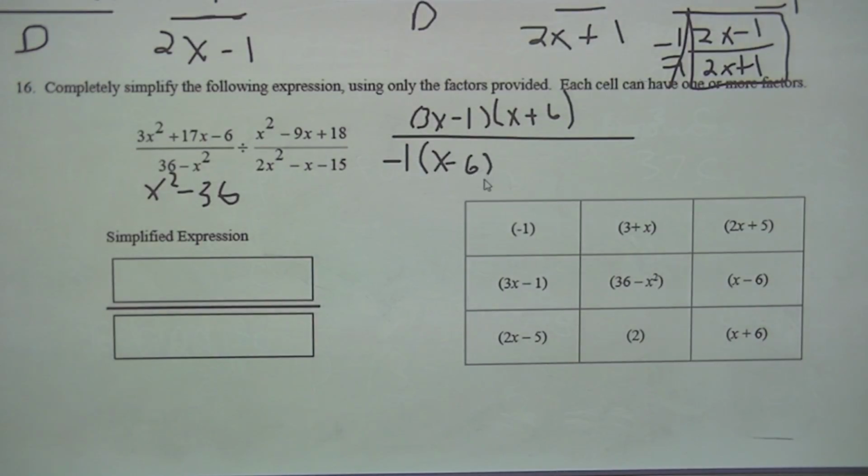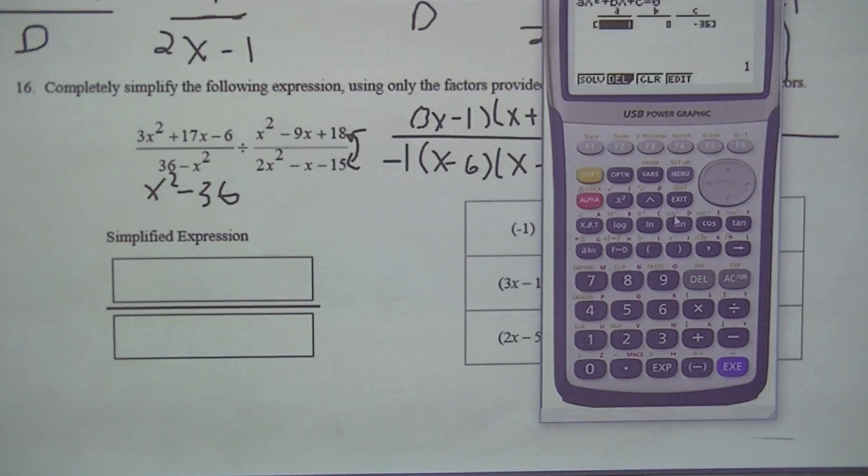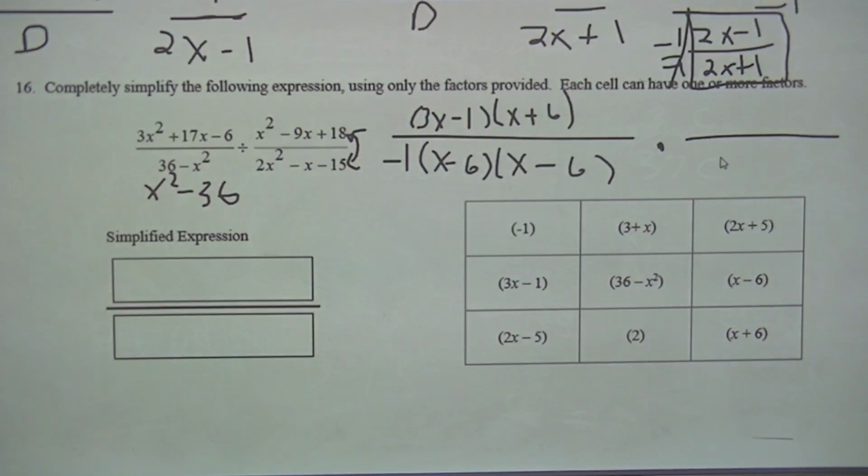Now, what the division does is I turn this into multiplication, and these parts are going to change. Okay? Now, when I do that, what I'm going to do is I'm going to do 1, negative 9, and 18. All right? And that's going to now go on the bottom. X minus 6, x minus 3.